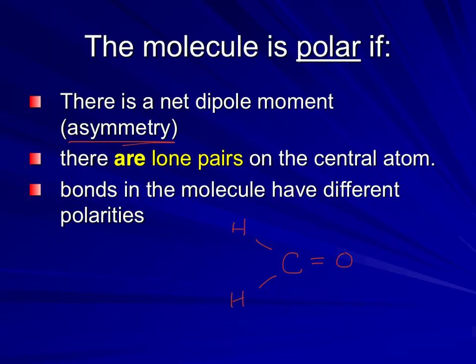Okay? There's no lone pairs on carbon, but we've got hydrogen, which is definitely different polarity than the oxygen. Or even if instead of those hydrogens you had chlorines in here, there's going to be a dipole moment because we have different polarity strengths pulling to the left and pulling to the right.